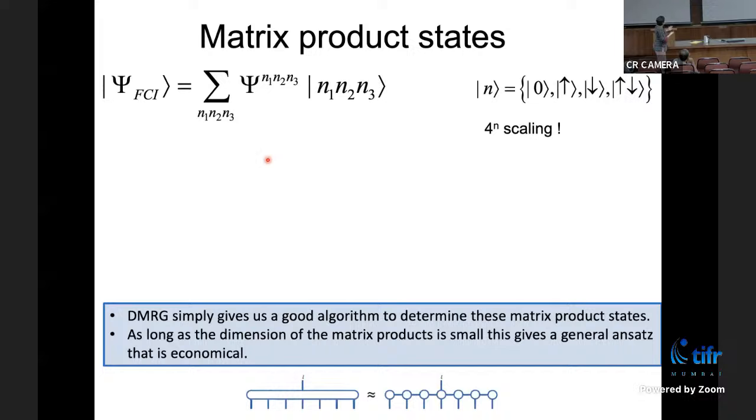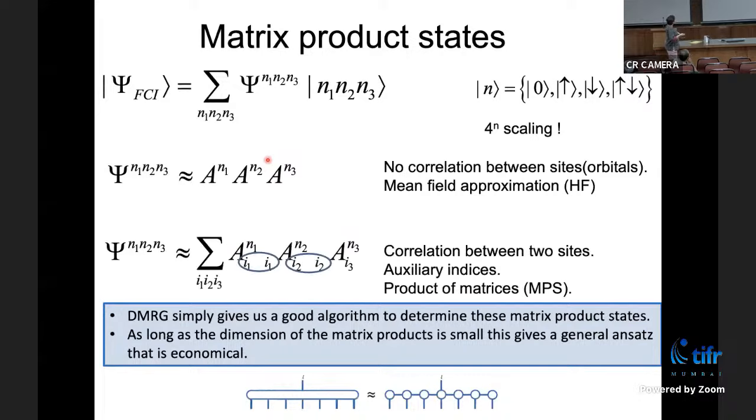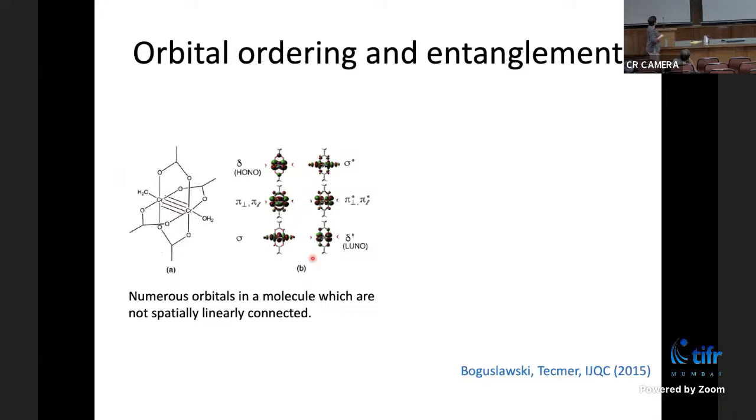To give the mathematical equations of each of these wave function forms: this is the full CI wave function form, which was exponentially scaling. This is the mean field approximated form, which is just a product of orbitals. On the other hand, instead of a simple product, now you have a product of matrices or tensors, which builds in some form of correlation between orbitals one after the other. That's basically the DMRG wave function.